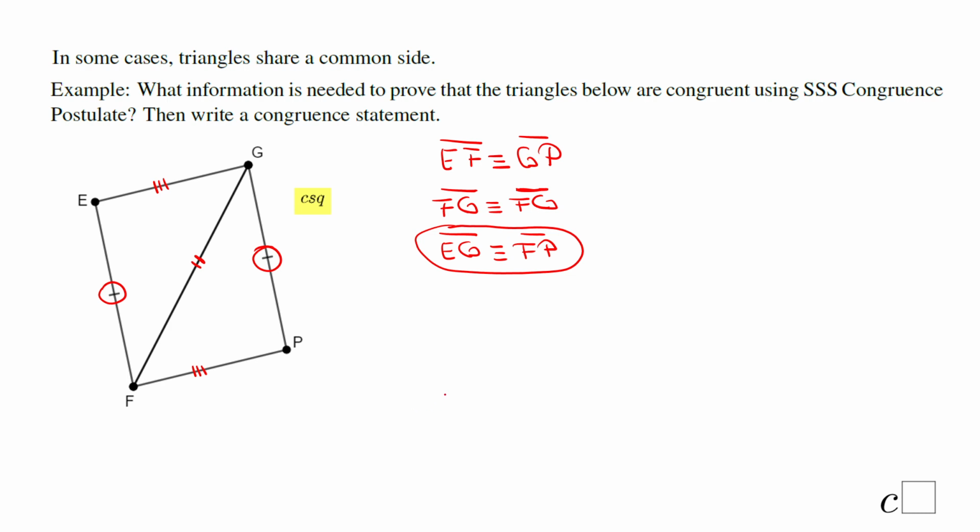Now let's write the congruent statement. Like I said, I'm going to start anyway. You can start anyway. EGF. Congruent to what? What is the corresponding for E? It's going to be P. What is the corresponding for G? That will be F. Be careful here. And what will be the corresponding for F? That will be the G here. Okay. So that is about this problem. And you notice now we finish everything.